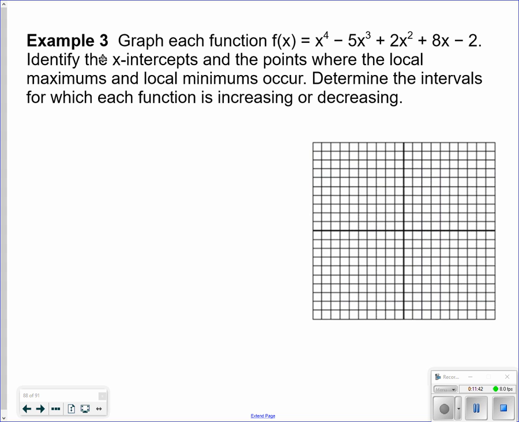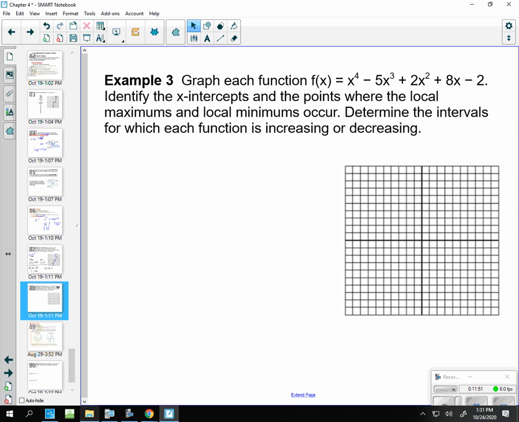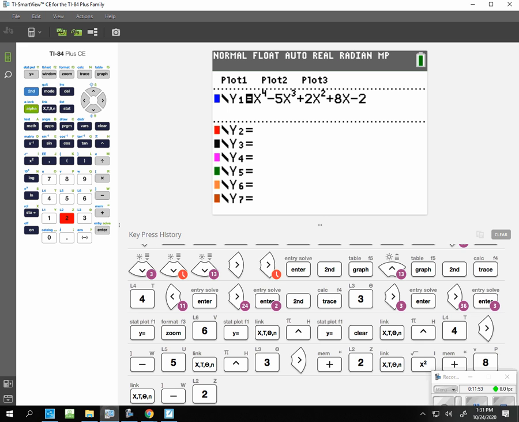Where does it cross the x-axis at? Where are the turning points? And then where's the interval when it's increasing and decreasing? So moving over to the graphing calculator, and again, I've already typed it in, so you're going to need to hit pause. And then I'm going to hit graph.